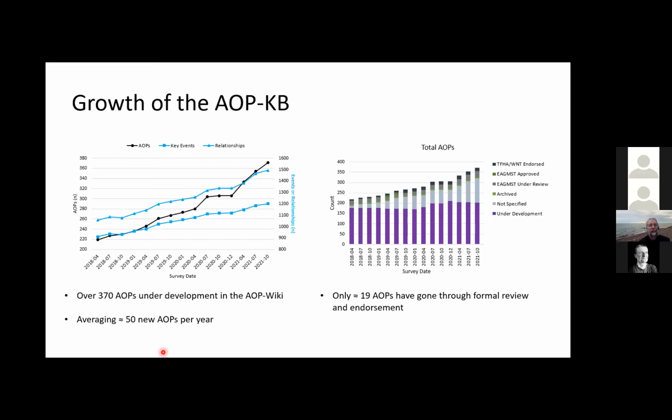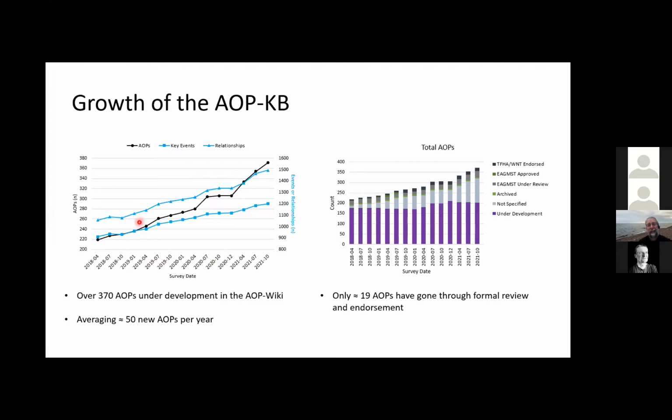The AOP Knowledge Base was really established around 2014, and we've been tracking the growth of the AOP Knowledge Base since 2018. And we can see over time that we've seen steady growth in the number of adverse outcome pathways that are under development in the AOP Wiki, with an average of about 50 new adverse outcome pathways being added every year. However, of those 50 AOPs, only 19 have gone through a process of formal scientific review and endorsement by the OECD, the body that oversees the AOP development program.